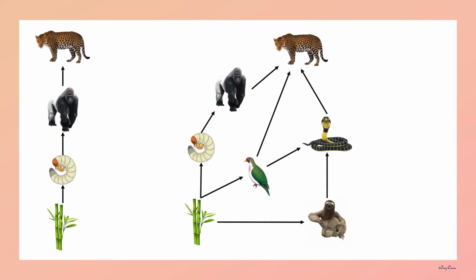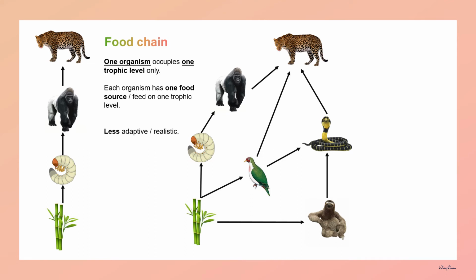As a summary, a food chain means that one organism occupies one trophic level. So if we study ecology, each trophic level usually refers to one organism. And these organisms are always the food source for the next trophic level. Like this example, bamboo is the food source for the grubs, and the grub is the food source for the next level. So each organism has one food source.